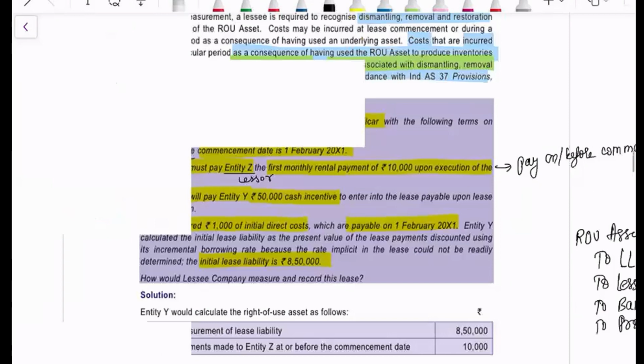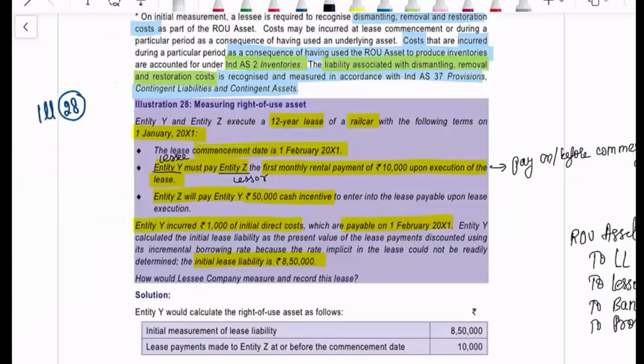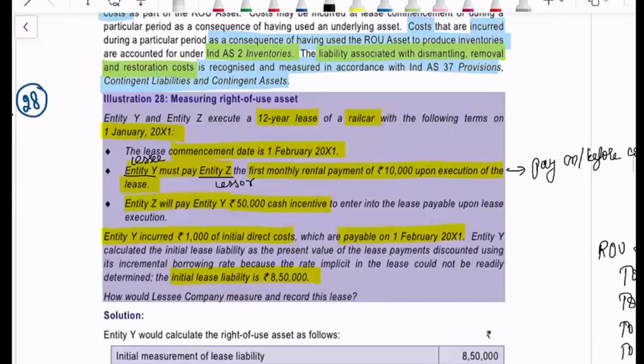Now let's move on to illustration number 28. In illustration number 28, they enter into a 12-year lease for a rail car on 1st January 2001. They tell you that the commencement date is 1st February 2001. So from 1st February 2001 only, you will record it in your books.